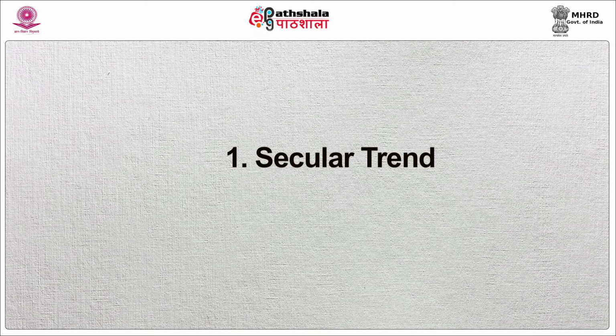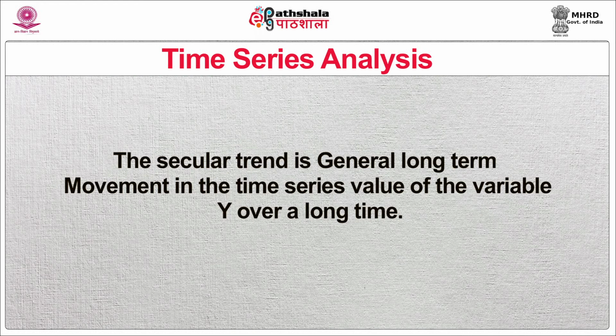First, the secular trend or the simple trend. The secular trend is the general long-term movement in the time series value of the variable, say y, over a long time. Here, the variable is the factor being considered while evaluating its future, could be, say, population. Trend is a term very commonly used in our day-to-day life, like population trend, price trend, birth rate and so on. These variables are observed over a period of time and any changes are recorded through time series. There can be many trends, like increasing trend, diminishing trend or stagnation, the stable trend. These changes occur due to a number of factors.